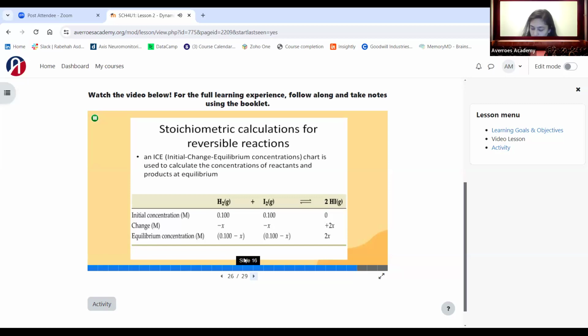So here's an example of an ICE table for the reaction we've been talking about, hydrogen gas plus iodine gas yielding hydrogen iodide. So we have our ICE: initial concentration, the change, and your equilibrium concentration as we go through the reaction for each of those values, for each of our products and our reactants.